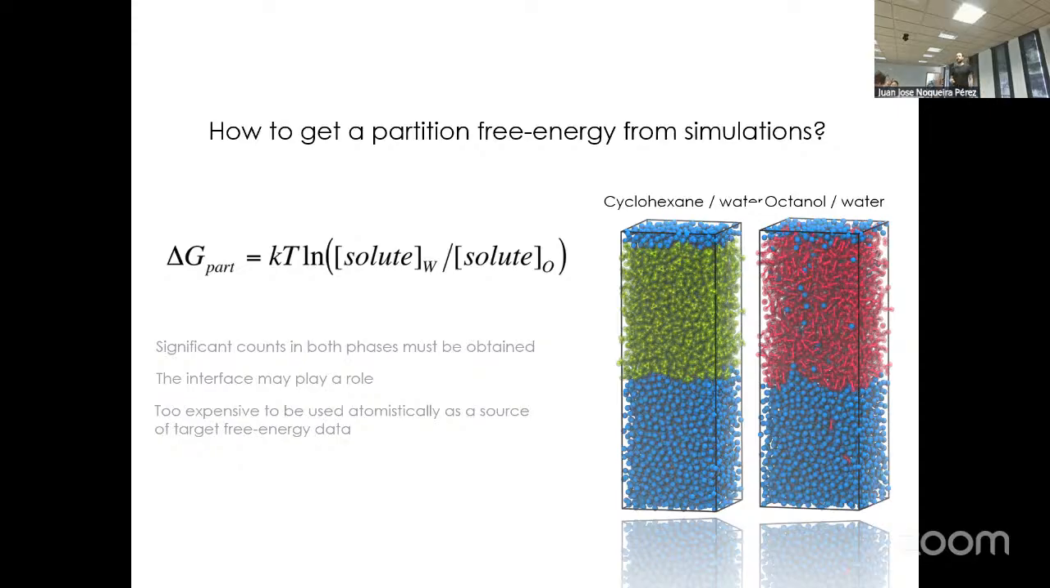But there are significant problems with that. First, you have to get significant counts in both phases. If something is very hydrophilic, for instance, you might never see it in the other phase. It will go there at some point for a small amount of time, but you need a converged value for that, otherwise you'll just get infinities or zeros, and that is going to be problematic. Another problem is that the interface may play a role. What if it spends most of the time at the interface? Then you don't know if it is in water or octanol, and you discard those frames and it's just waste. And definitely it's too expensive if you want to use it atomistically, because you can still think about doing this with coarse grain, but atomistically it's too expensive.